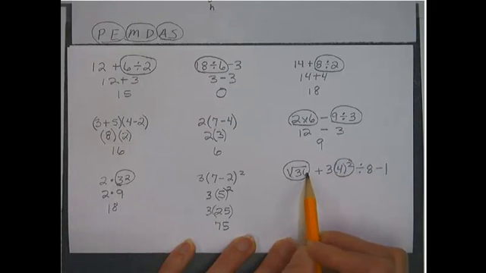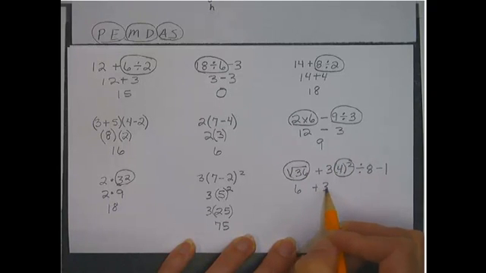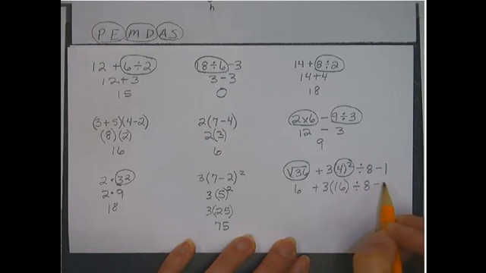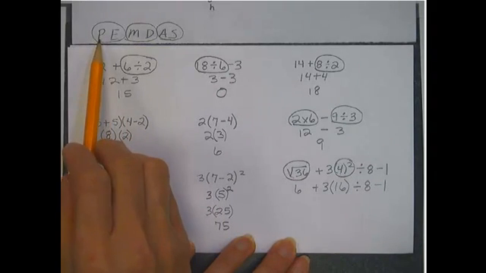Okay, square root of 36 is 6. I'm going to go ahead and carry down plus 3. I'm going to go ahead and put in parentheses the result that I have here when I take 4 squared. 4 squared means 4 times 4, which is 16. Then I can just bring down the rest of it. So I've done all of my parentheses and exponents.